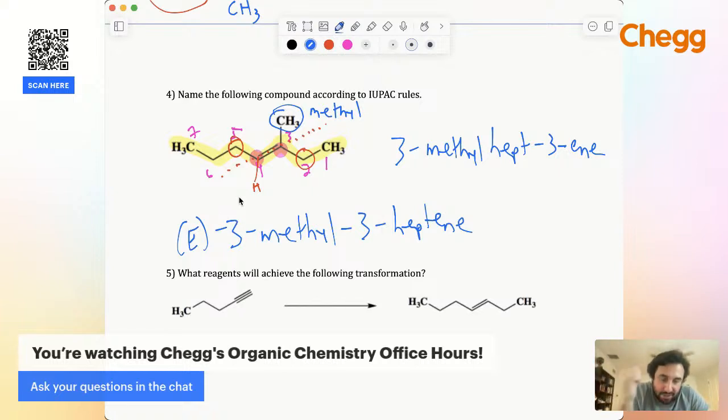Yes, thank you for reminding me. E/Z, absolute configuration. If you are naming an alkene, you're going to want to put that in there.